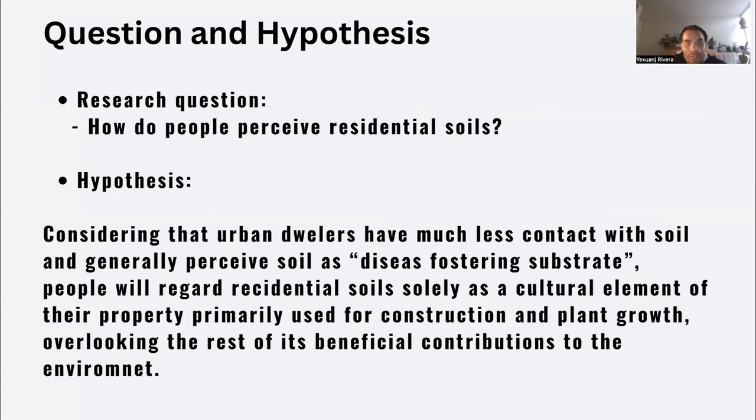So for this research, what we did is we generated a question, and the research question was, how do people perceive soils, residential soils specifically? Keeping in mind that people who typically live in urban areas aren't very connected to their soil, and they tend to have a negative connotation towards soil, we formulated a hypothesis in which we said that considering that urban dwellers have much less contact with soil and generally perceive soil as a disease fostering substrate, people will regard residential soil solely as a cultural element of their property, primarily using it for constructions and plant growth, overlooking the rest of its beneficial contributions to the environment.